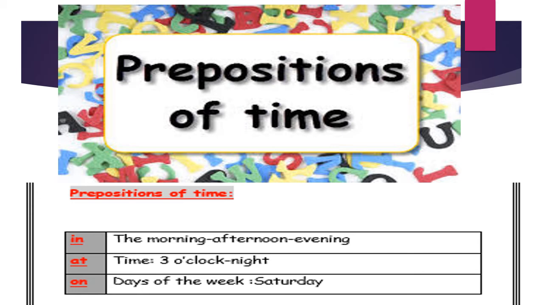As we mentioned before, Junior 2, we use prepositions of time in present simple tense. So we have to mention it. Prepositions of time, okay, just like in, at, or on. For example, in the morning, in the afternoon, or in the evening. At, okay, at 3 o'clock or at night. On, okay, on before days of the week, like on Saturday, and we are going to explain it in detail in the next slide.